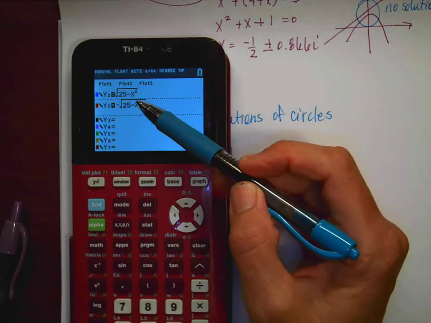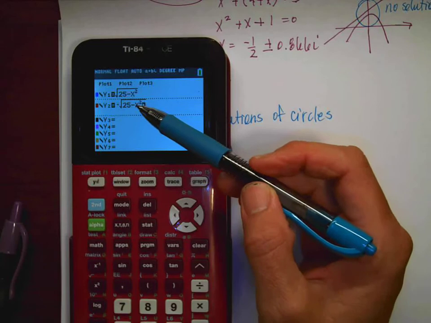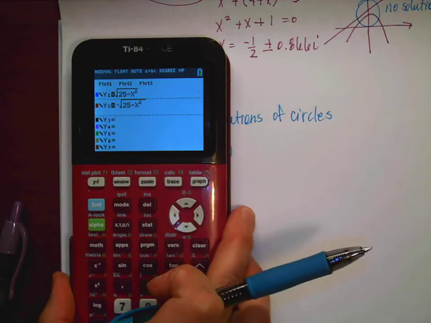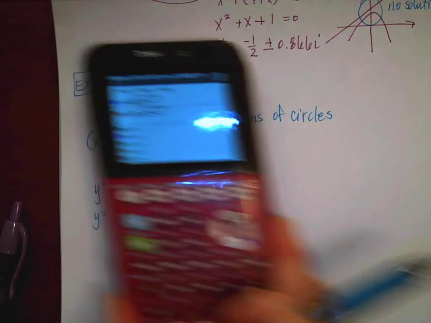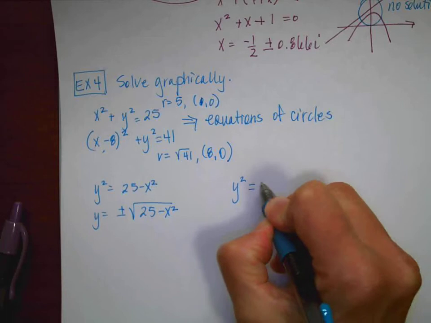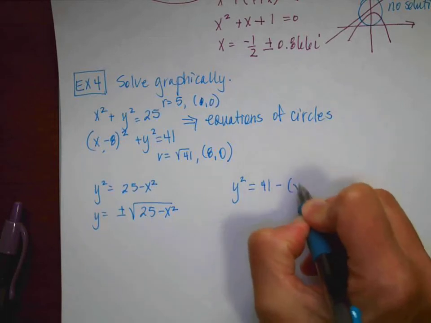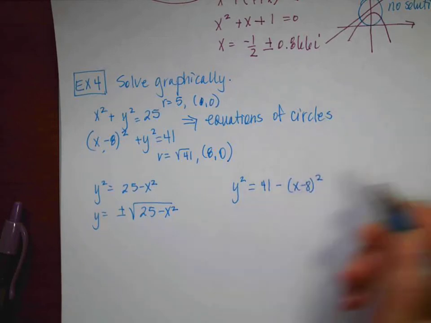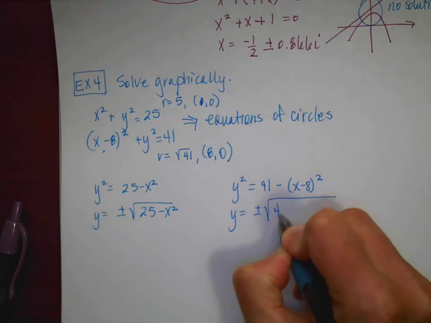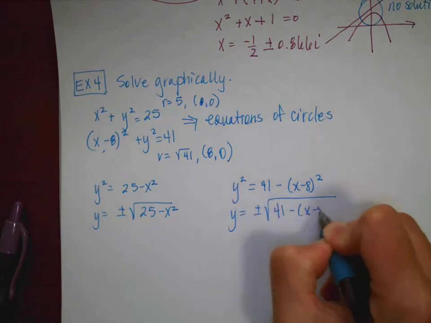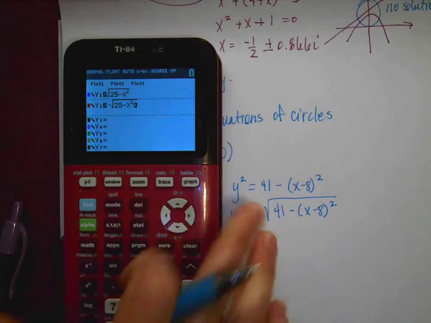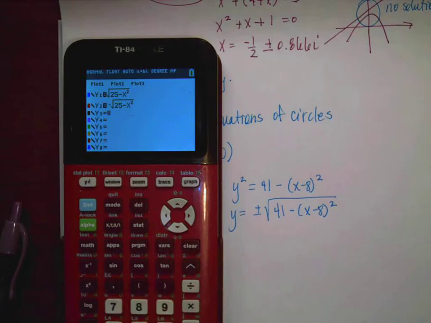So I can't enter plus or minus on the same line in your grapher. You have to enter it separately. So I'm just going to do it like this. Okay, and then I'm going to save that for a moment, so I'm going to move it out of the way. The second equation is y squared is equal to 41 minus (x minus 8) squared. When I solve for y, I get plus or minus the square root of 41 minus (x minus 8) squared. And I'm just going to put it in my calculator like that.